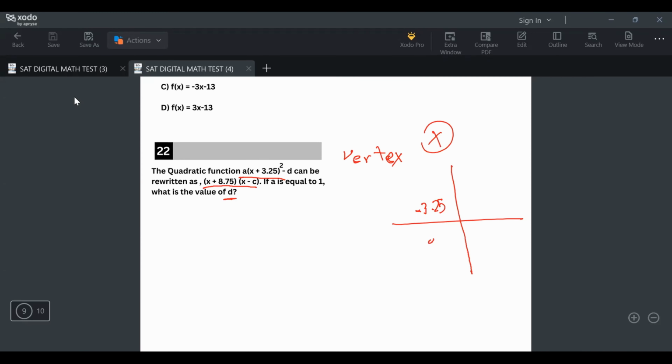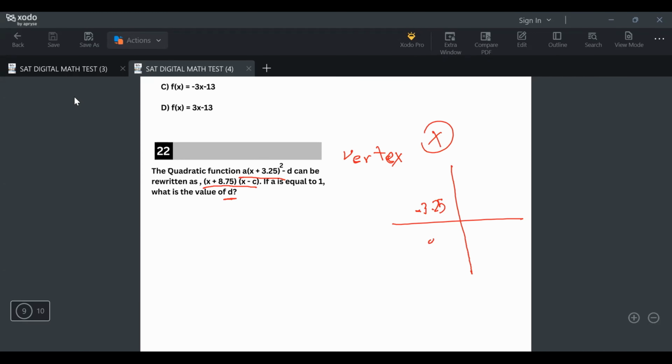We know that the value of x here is equal to negative 3.25. And at the vertex point, there is an axis of symmetry. The definition of an axis of symmetry is that it splits the function into two equal parts. Since we have the factored form here, we can get the solutions of this function. We can equalize it to 0. So we can say that x plus 8.75, x minus c. We'll solve once for this and once for that. So the first solution is negative 8.75, and the other solution is positive c.